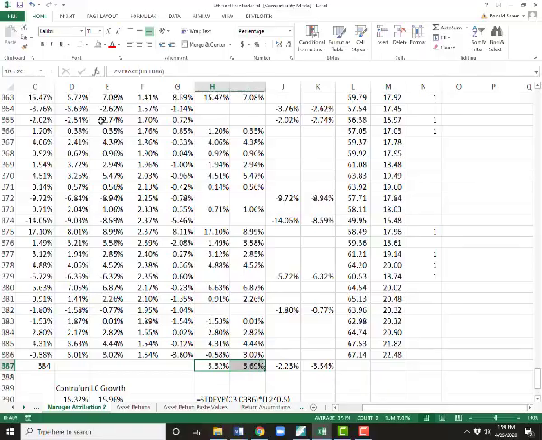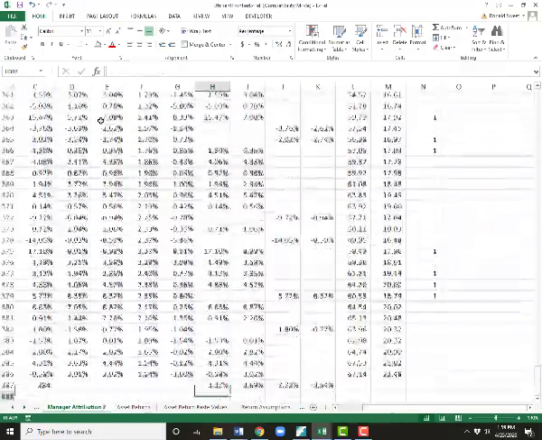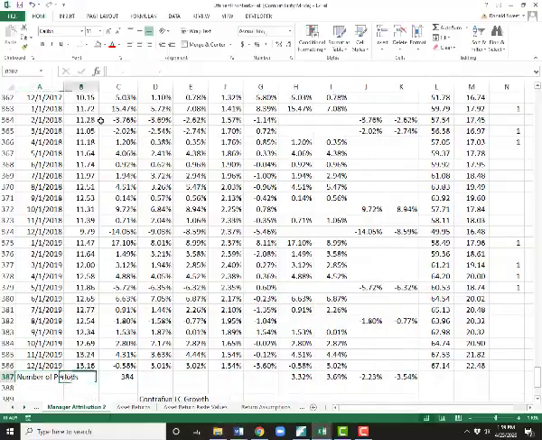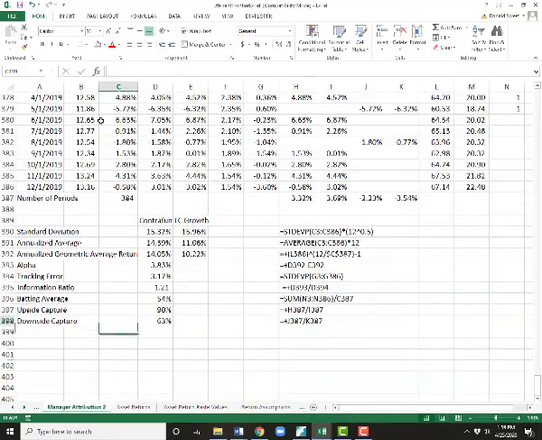At the bottom of this column, I did the averages for the upside downside capture. I put the number of periods here. I just used the count function, and then you can see the formulas over here. You can probably see them better in this video than the previous video. So here are all the functions and formulas.